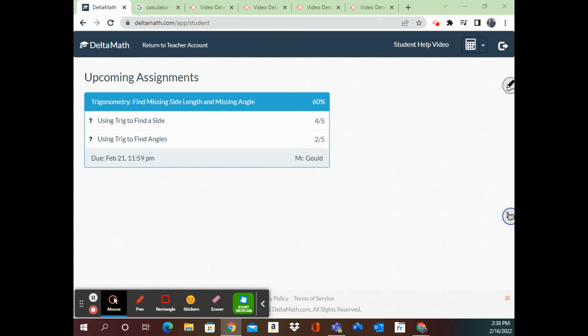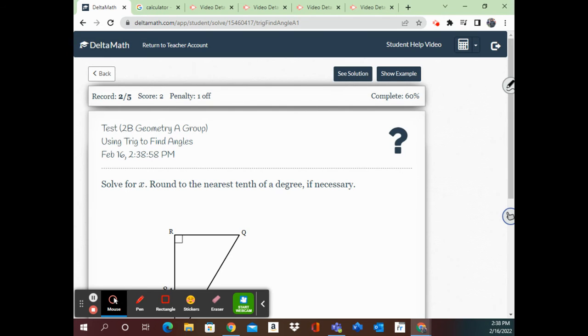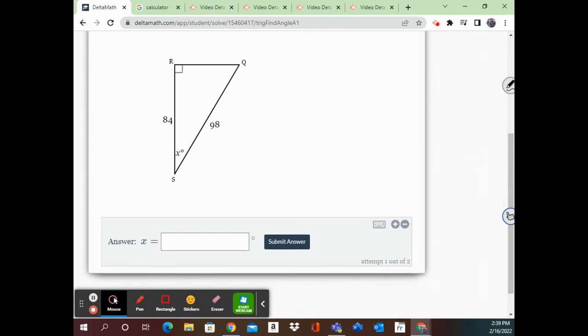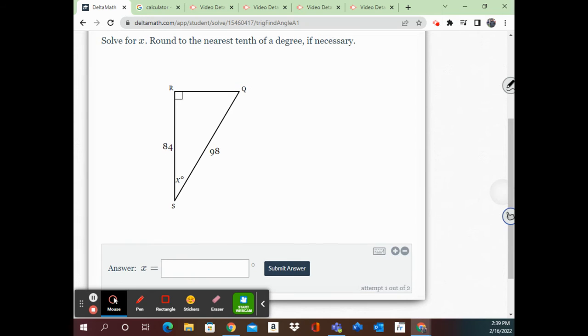All right, welcome. So in this video, we're going to go over the concept of how to find missing angles using trig. It's very similar to what we did last time, but we're going to end up using an inverse function to find out our degree measurement, right?